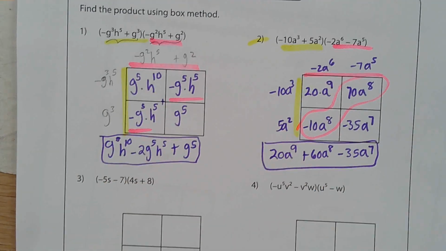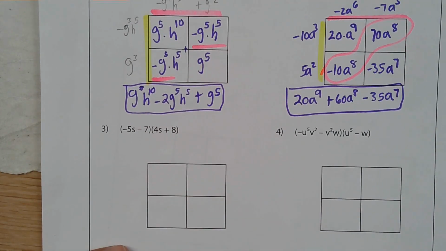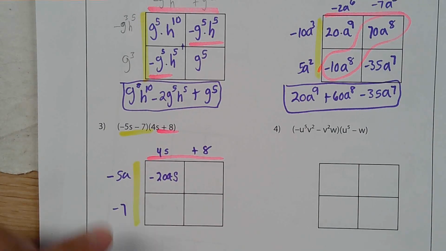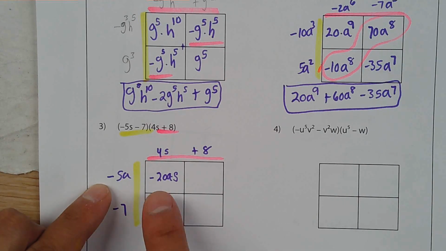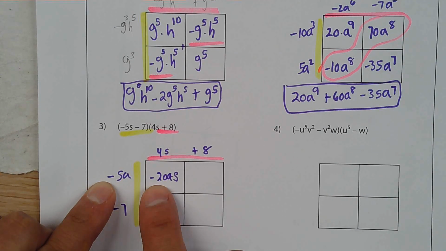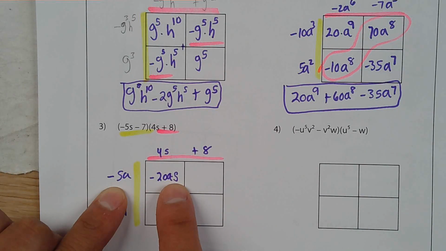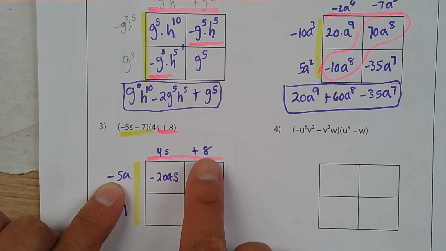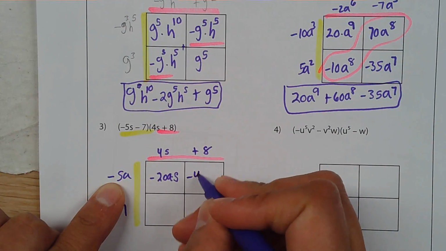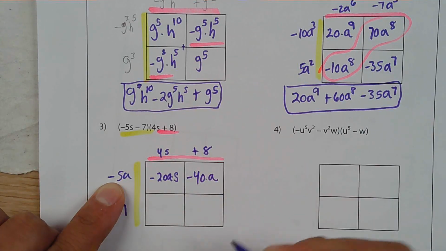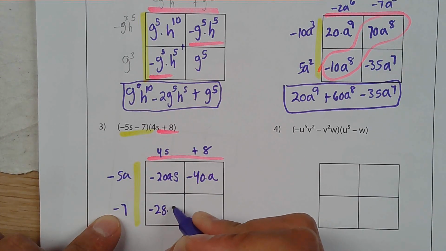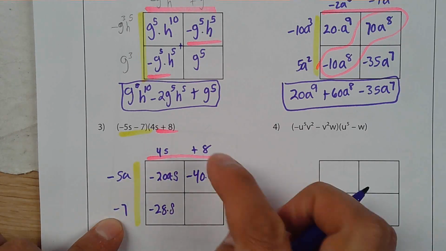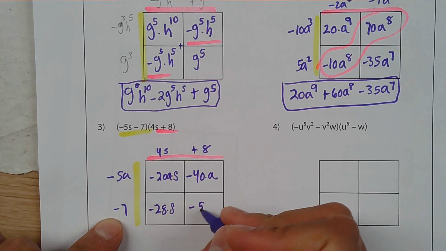All right, and let's go to this one here. So same setup. So I set it up. This one is the vertical, that's the horizontal. So I did the first one already. Negative 5 times 4 is negative 20, a times s. The next one will be negative 5 times 8 will be negative 40 times a. Negative 7 times 4 will be negative 28, then carry the s. Negative 7 times 8 will be negative 56.